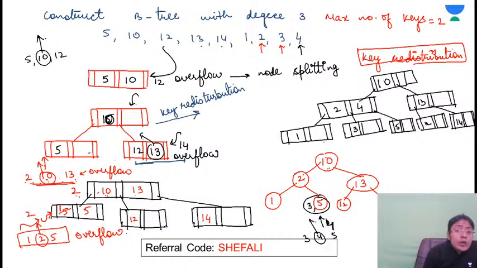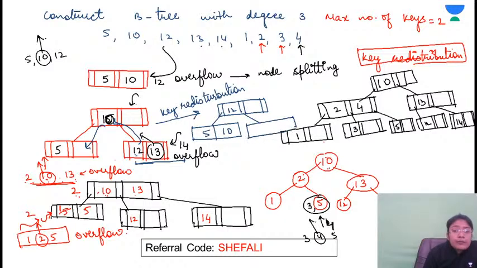Do you have the space to adjust the key? He'll say that yes. So what will happen? Can you directly send 12 here? No. So 12 will go at the parent's level and parent will come down. So according to key redistribution, what will happen? Here 12 will go up. Here we'll have 5 and 10. And on the right hand side, now 13 and 14 can be adjusted.